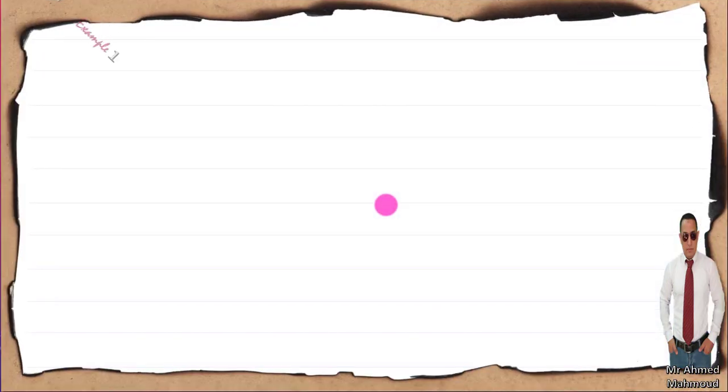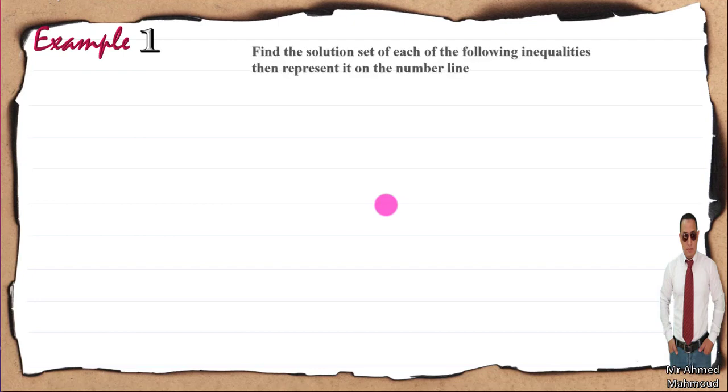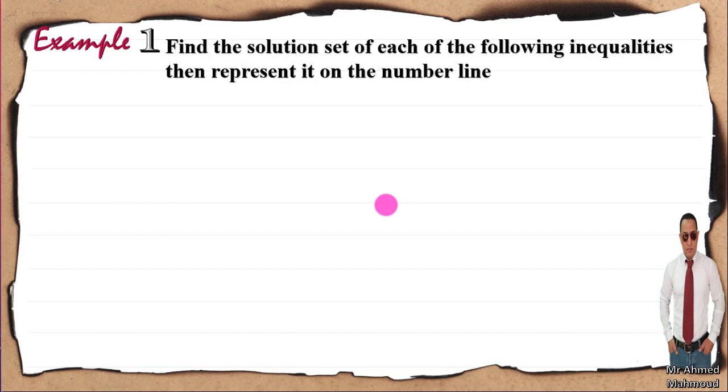Okay, example 1 with us. Find the solution set of each of the following inequalities, then represent on the number line. Number 1 with us, we have the inequality 2x minus 3 greater than or equal to 5, and x belongs to Z. First, we are going to solve this inequality.